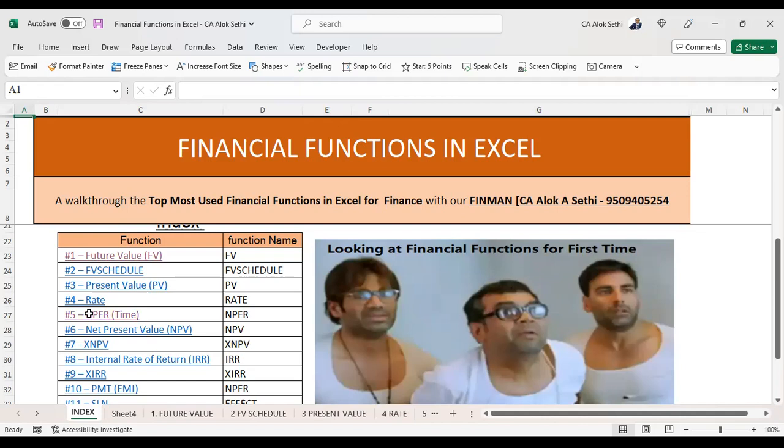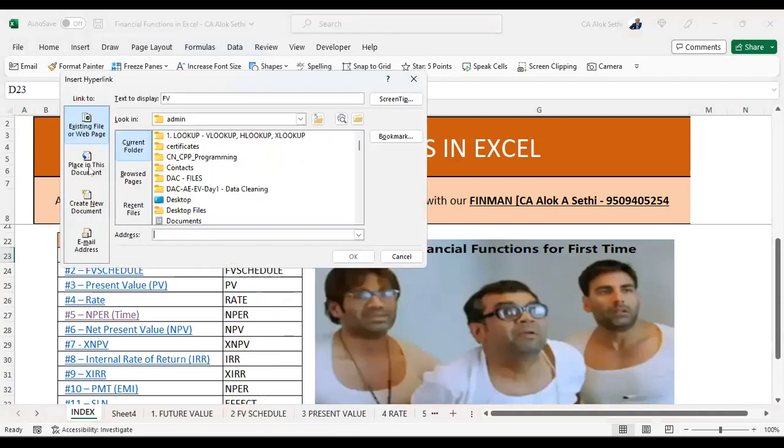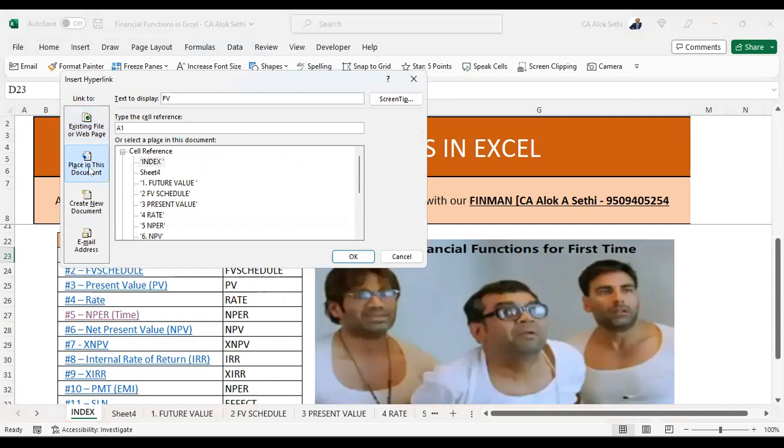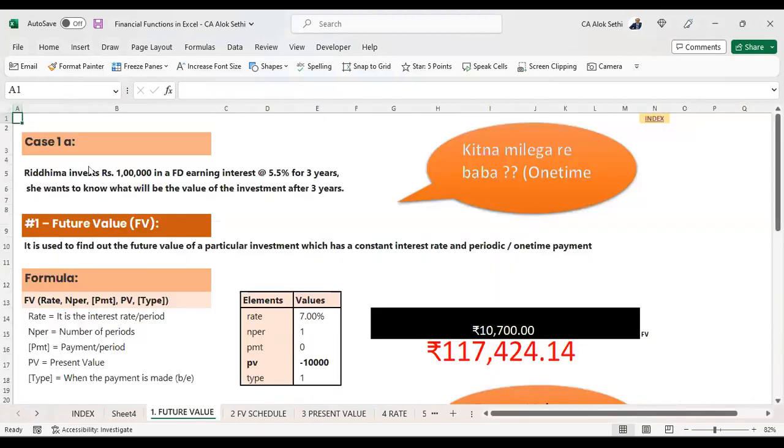Just to showcase you one thing, just right click on this and click on link, and whichever sheet you want to link, you want to place in this document only. So I want this to be linked to future value. So I'll click on future value. I'll select the sheet future value. I'll click on OK. You will see that FV has changed shape and position. Now, when you bring your mouse over here, it will be a clickable button, and you can again come back to the sheet.